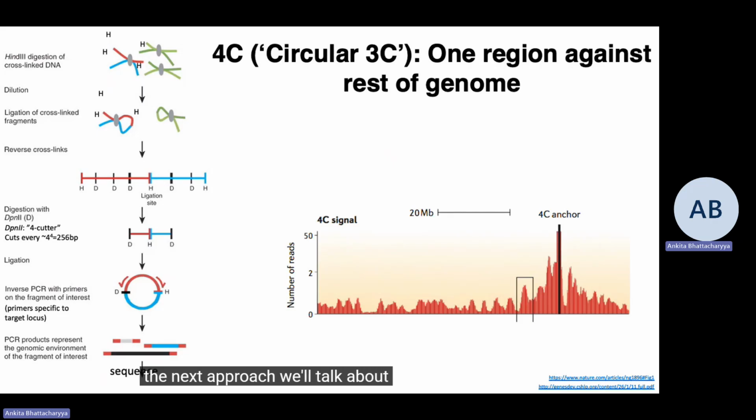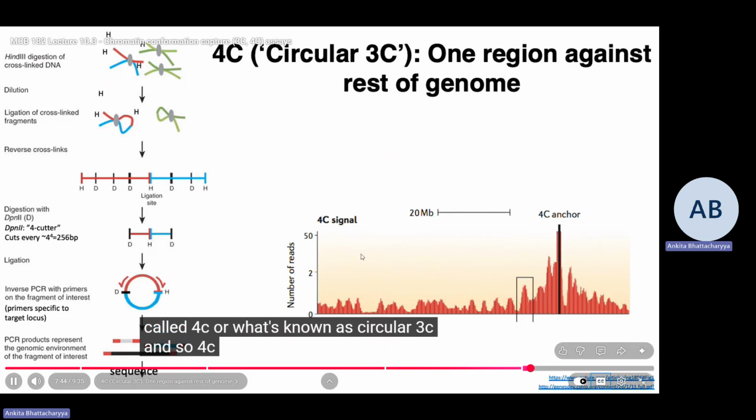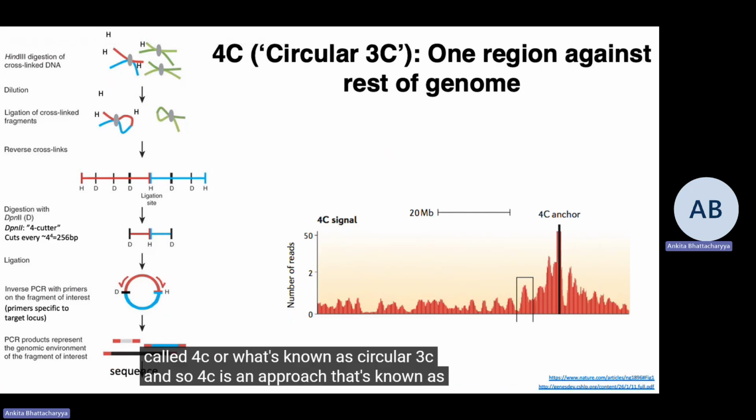The next approach we'll talk about is called 4C, or what's known as circular 3C. 4C is an approach known as one against all, because you're really assaying for interactions between one locus against the rest of the genome.